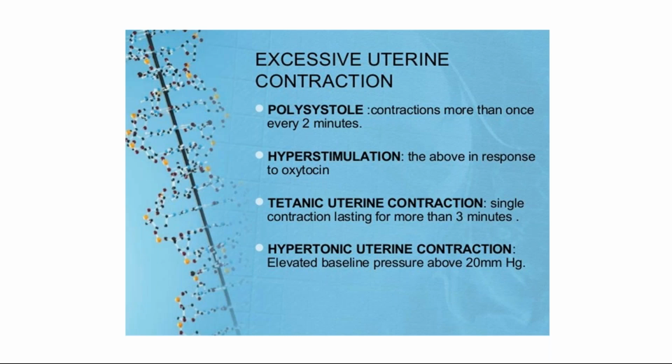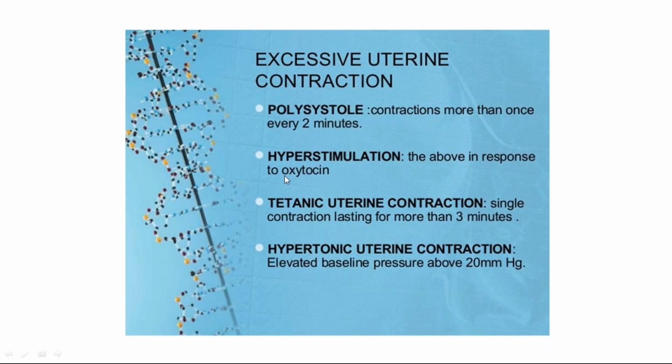Then hypertonic. The name itself is suggesting it. Hypertonic means where the baseline pressure is about 20 millimeters of mercury. So the patient feels pain at about 15 or 20 millimeters. She feels that pain. So in cases of hypertonic uterine contraction, the uterus is not relaxed at all. So the patient is never free of pain. See, she will have continuous pain because there is no adequate relaxation.